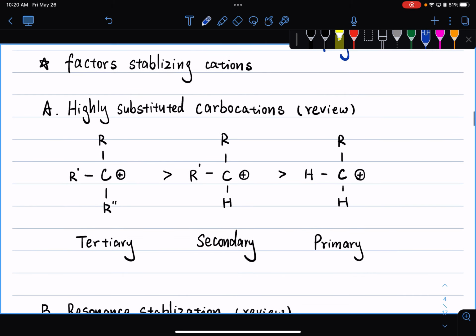So I'll start from a review. We went over this before. We have several factors that can stabilize your carbocation. The first factor is that more substituted carbocations are more stable than less substituted carbocations. Right, so your tertiary carbocation is more stable than a secondary carbocation, which is more stable than a primary carbocation.